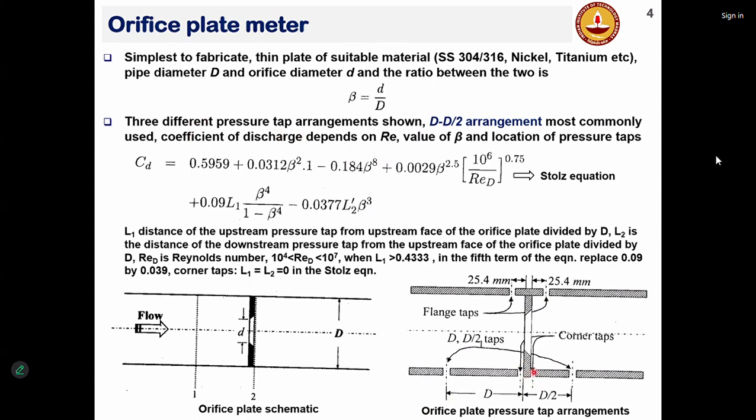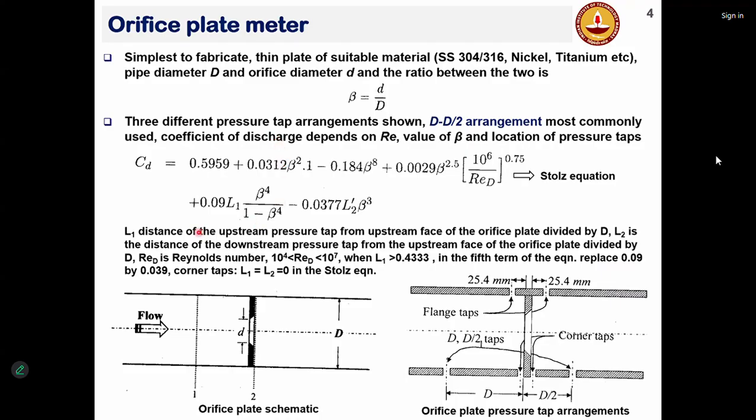When you have an orifice plate installed, you are going to have a pressure drop, but you are also going to have losses because of viscosity, because of the formation of eddies and so on. Those effects are taken into account by this coefficient of discharge. For an orifice flow meter, this coefficient of discharge is a function of the area reduction, that means this beta, which is d/D. It also depends on the Reynolds number based on the tube diameter, as well as the locations of these pressure taps.